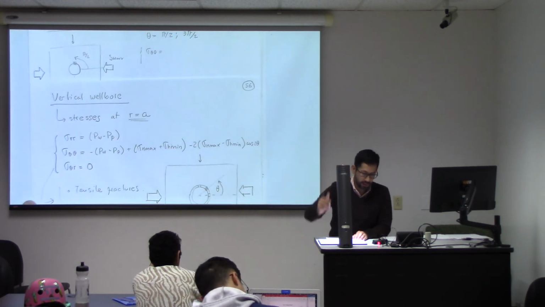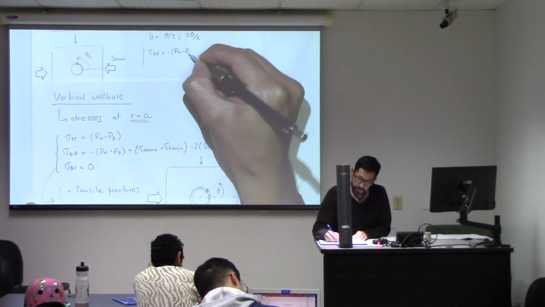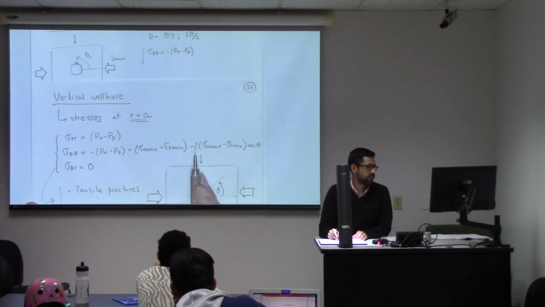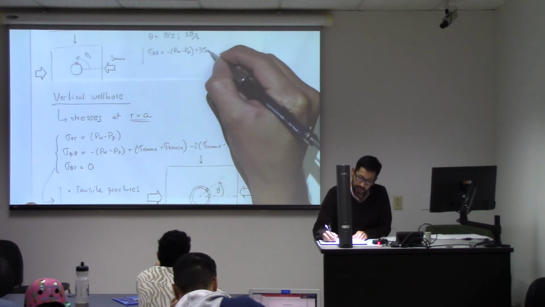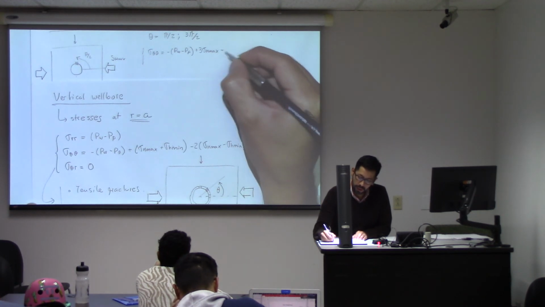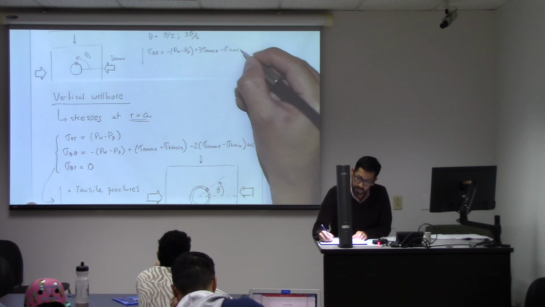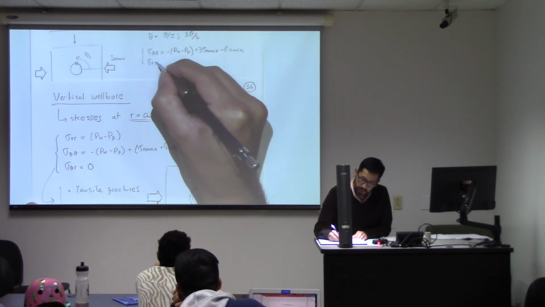Sigma theta theta, the first part is going to be the same. But now this is going to be positive. And we're going to have 3 sigma h max and 1 negative sigma h mean. And the radial stress is going to be still the same.